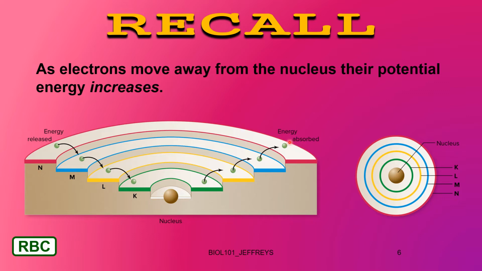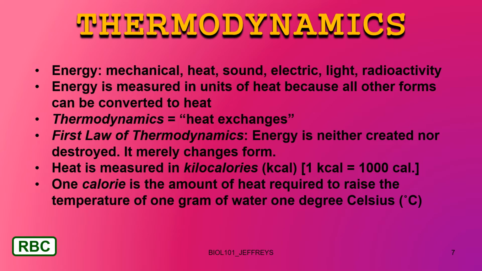By the same token, the reverse is true. As electrons move from an energy shell down closer to the nucleus, and it's not really an up-down, this illustration merely illustrates that as you get closer to the nucleus, the potential energy of that electron goes down or decreases. And that idea will be forever important for you to remember as you study biology. Okay, thermodynamics.